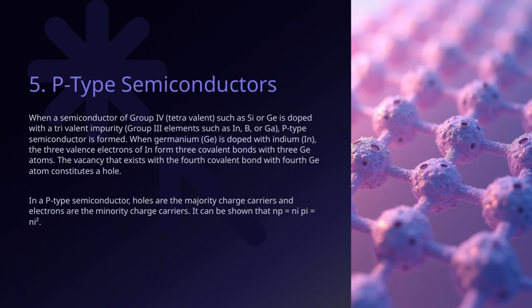Indium has 3 valence electrons. When it substitutes a germanium atom, the 3 valence electrons form covalent bonds with 3 neighboring germanium atoms. However, the 4th bond can't be completed because indium only has 3 electrons, leaving a vacancy. This vacancy, or missing electron, is what we call a hole. It acts as a positive charge carrier in the material.